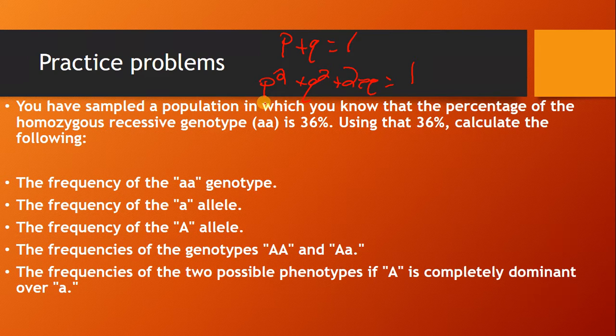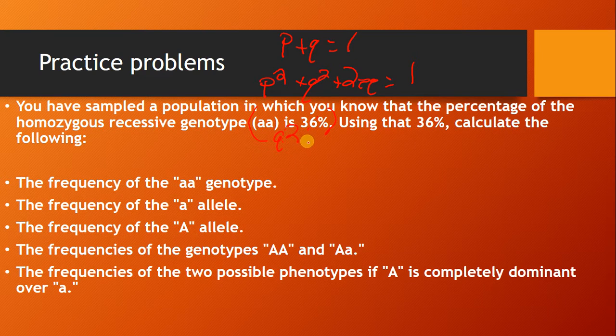So we have a sample population in which you know that the percentage of the homozygous recessive phenotype, aa, that's our Q squared, is 36%. Using that 36%, calculate the following: frequency of the aa genotype, frequency of the a allele, frequency of the dominant A allele. Alright, so we have the Q squared. We need to know the P squared. We need to know all of these things.